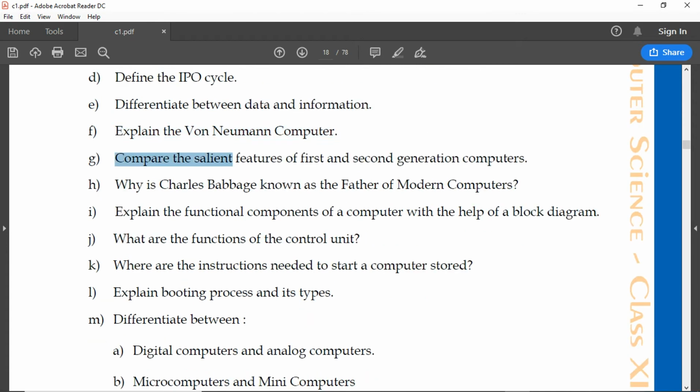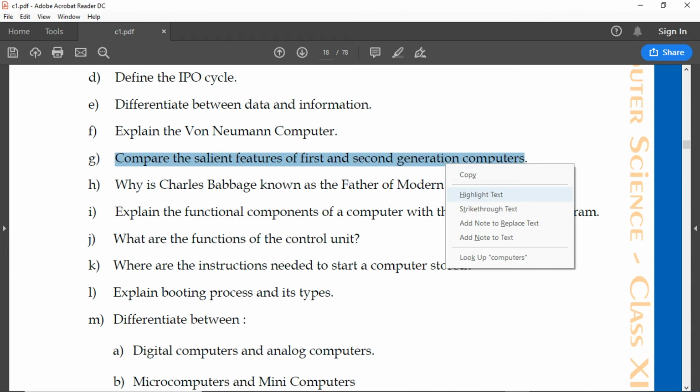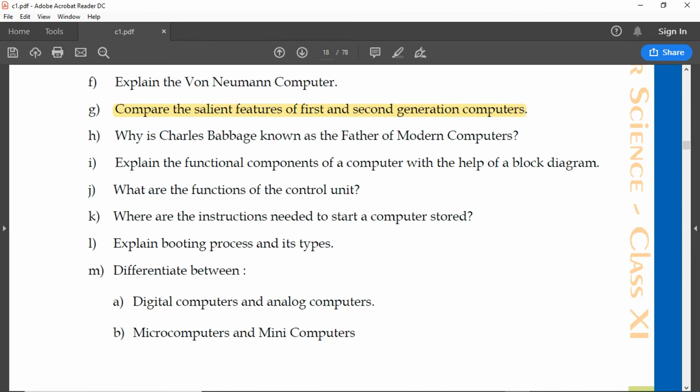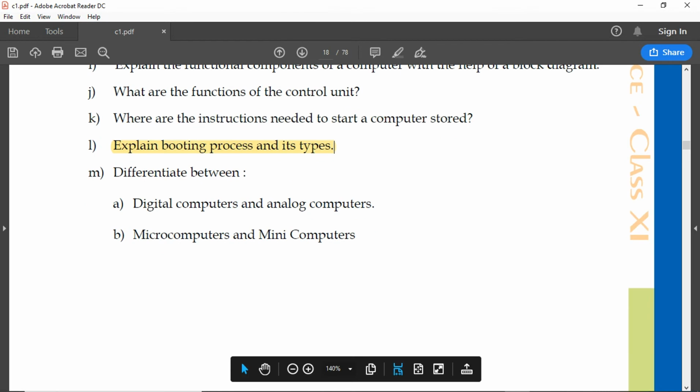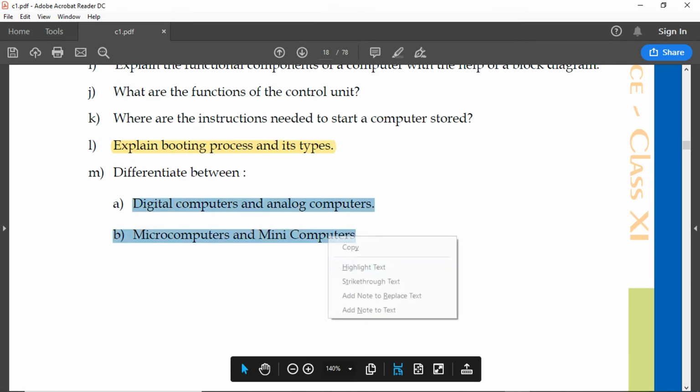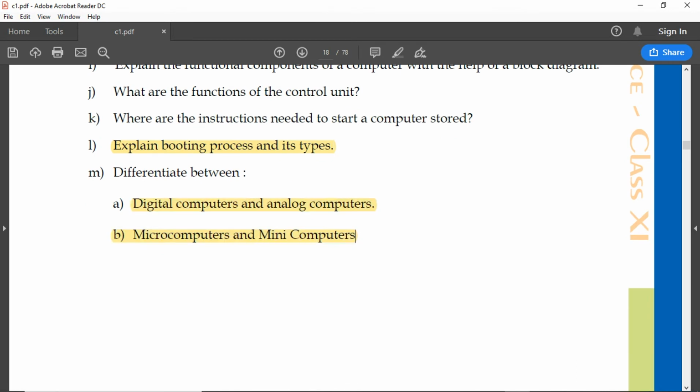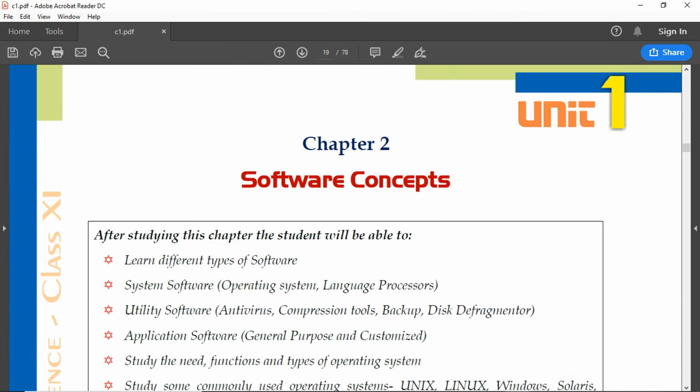F. Explain the von Neumann computer. G. Compare the salient features of first and second generation computers. H. Why is Charles Babbage known as the father of modern computers? I. Explain the functional components of a computer with the help of a block diagram. J. What are the functions of the control unit? K. Where are the instructions needed to start a computer stored? L. Explain booting process and its types. M. Differentiate between: A. Digital computers and analog computers. B. Microcomputers and mini-computers.